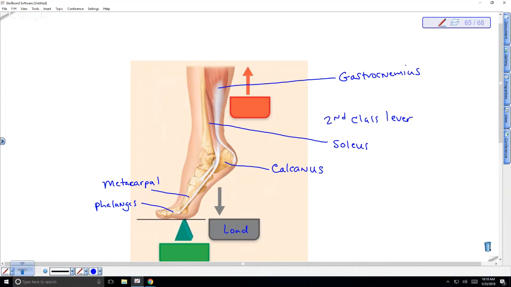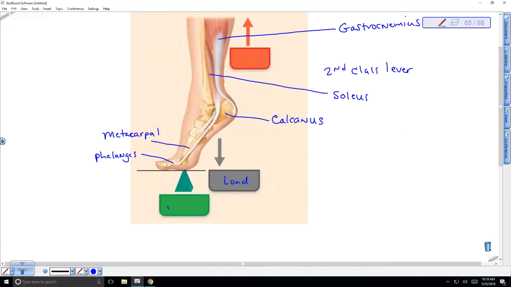Okay, so this would be my fulcrum and my effort. So is this at a mechanical advantage or a disadvantage? Advantage. So this is a mechanical advantage. If you tried to use your biceps to lift me, 150 pounds, that would be really hard, right? But I can do it pretty easily with my calf muscles, right? Okay.